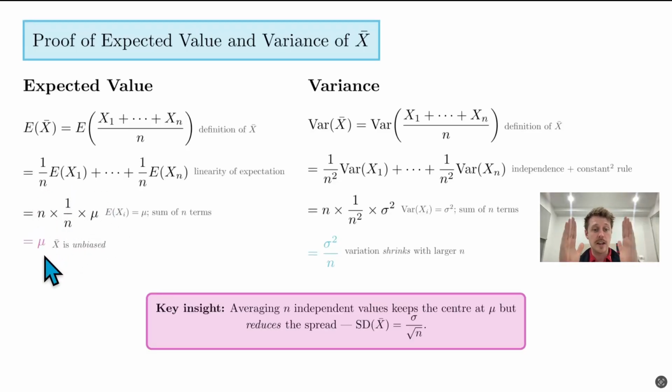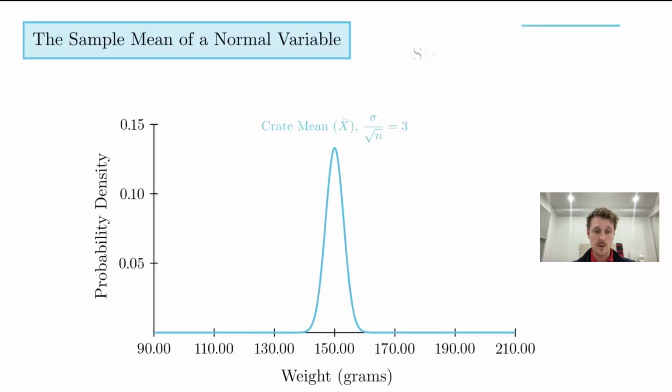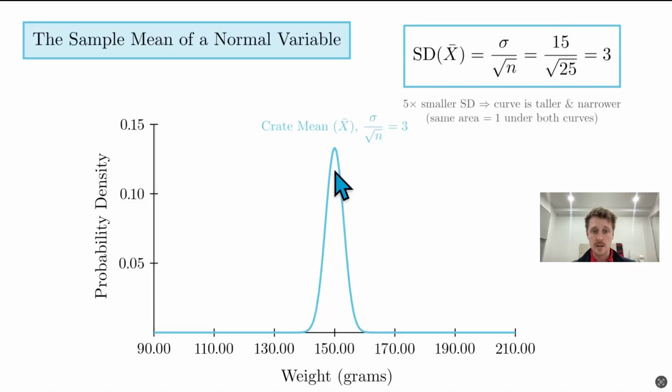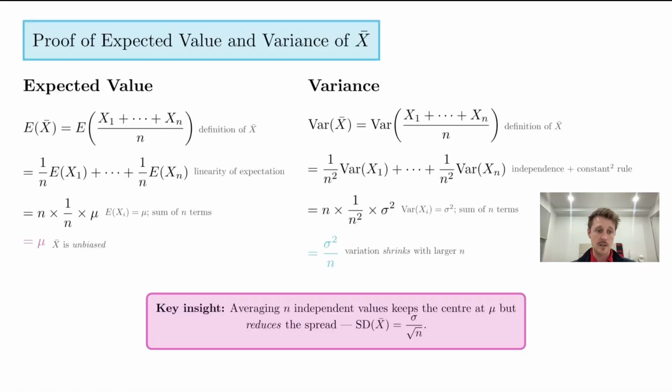So you notice that the expected value didn't change. So let's go back here just to really drive the point home. When we transform to the crate mean, the expected value stayed at 150. And that's what we mean when we say it's unbiased. Okay, the variance, more fun stuff.